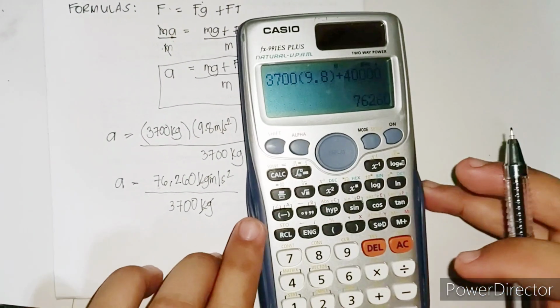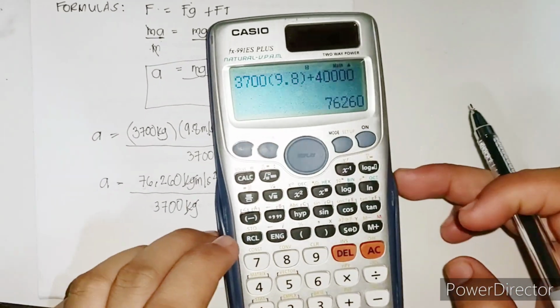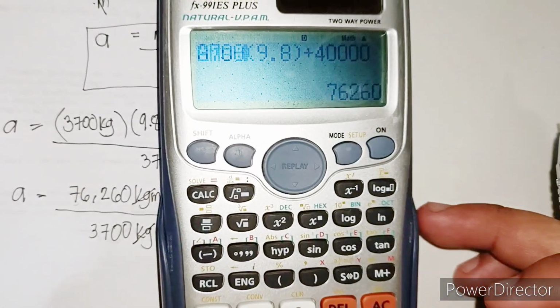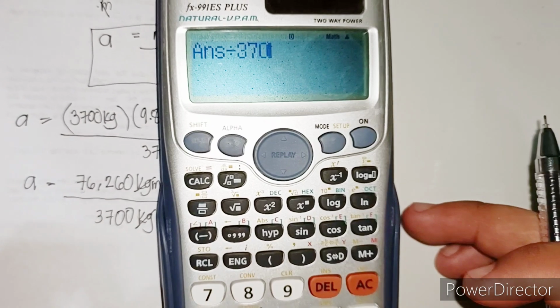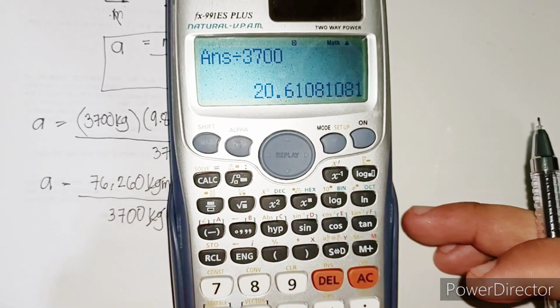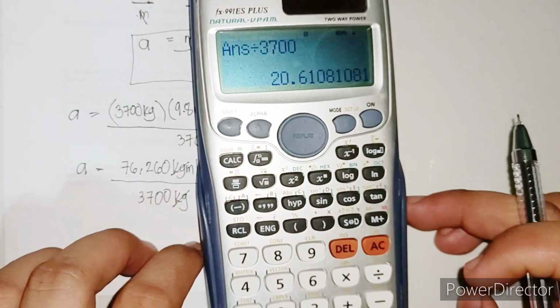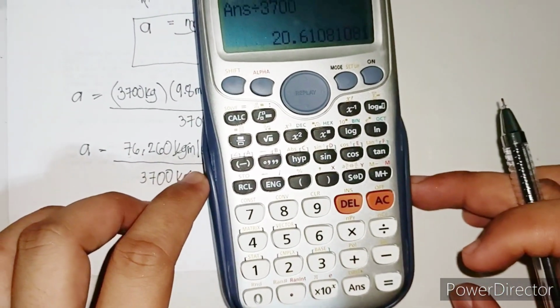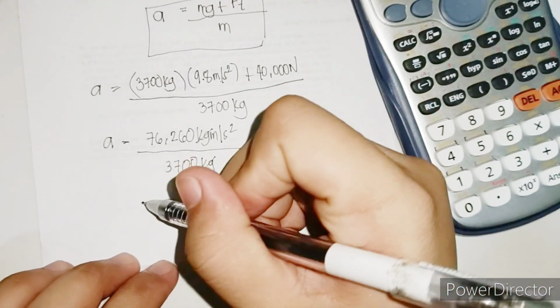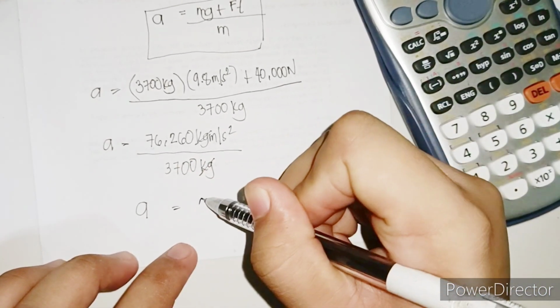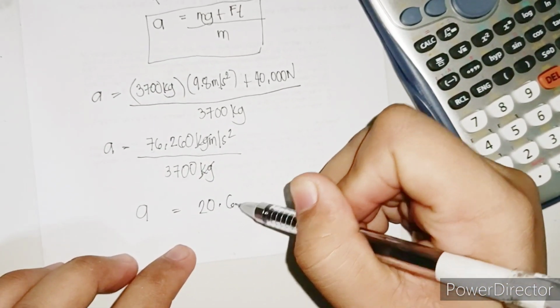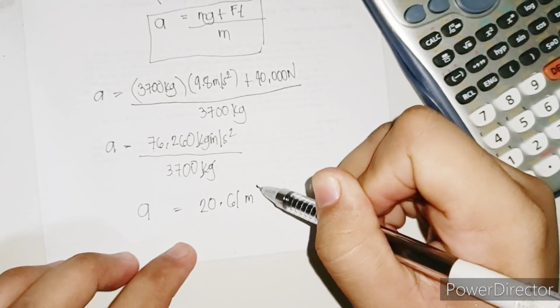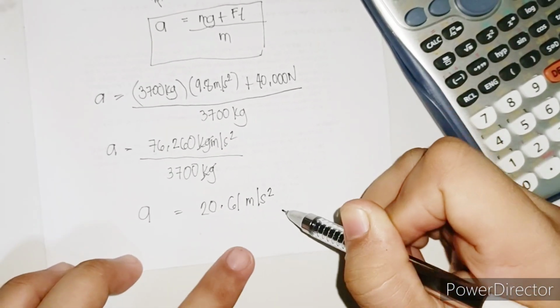Let us now simplify. 76,260 divided by 3,700 is now equal to 20.61. So, our acceleration is equal to 20.61 meter per second squared.